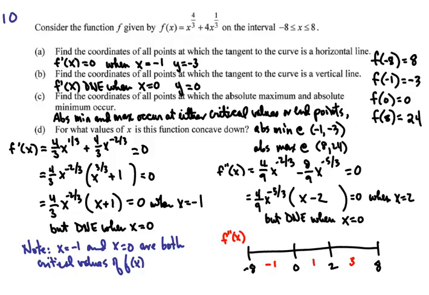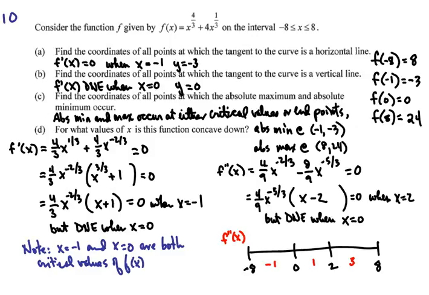Okay, we'll continue from where we left off. We have the second derivative in factored form, which is 4/9 x to the negative 5/3 times the quantity x minus 2. We saw that it equals 0 when x equals 2, but it doesn't exist at x equals 0. So we have to use both of those places to delineate or break up the x-axis.